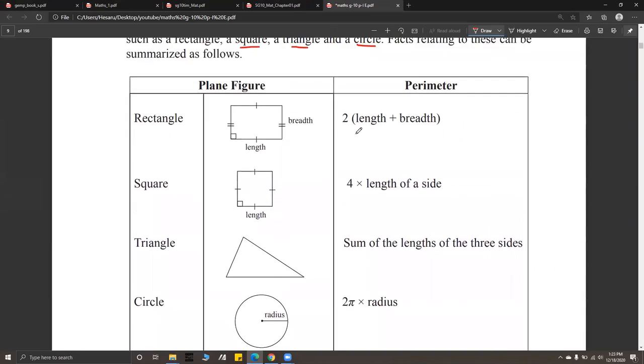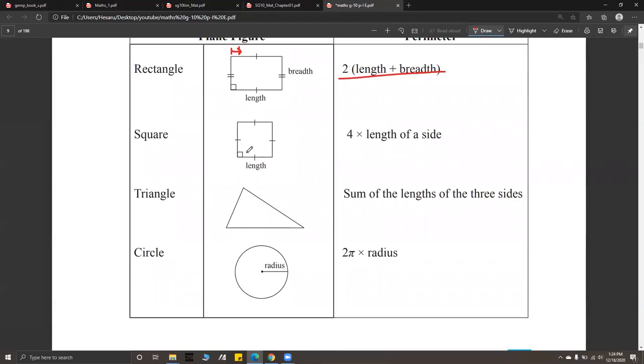So don't try to memorize these things. You have to just see how it happens. For a rectangle, what is the perimeter? Perimeter is the length of the outward boundary. So you can just sum up, starting from here, this plus this plus this plus this. So you can see it is 2 times length plus 2 times breadth. So you can get the perimeter from this equation.